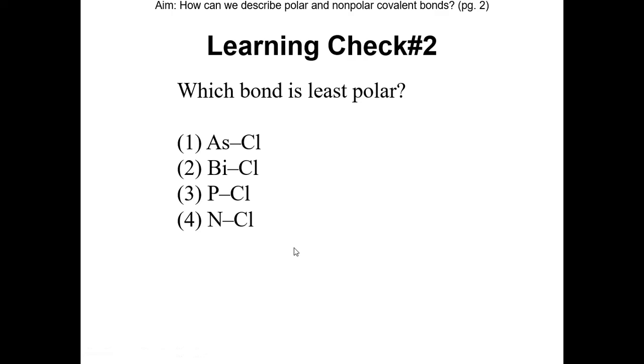Learning check number 2. Which bond is the least polar? Pause the video and resume once you complete it. So you gotta use Table S and calculate the difference, and the answer is choice 4, NCl.